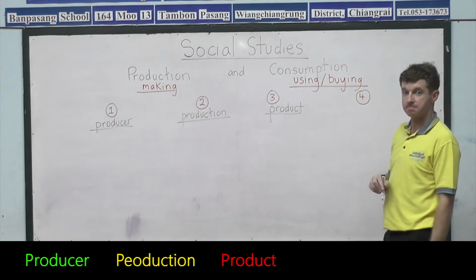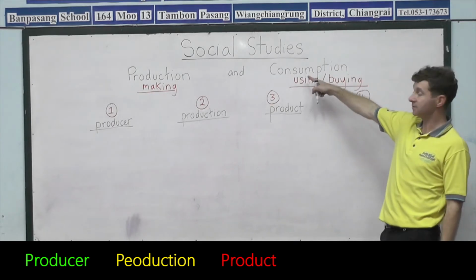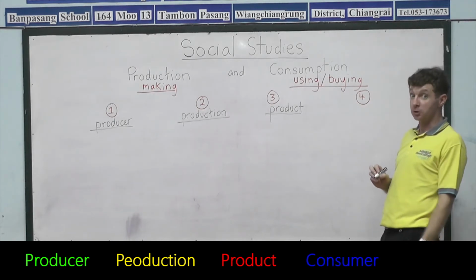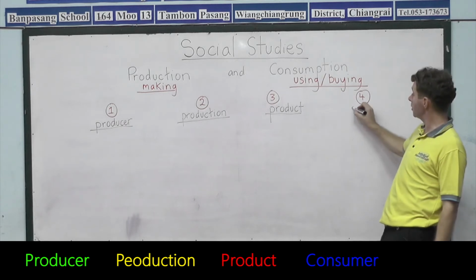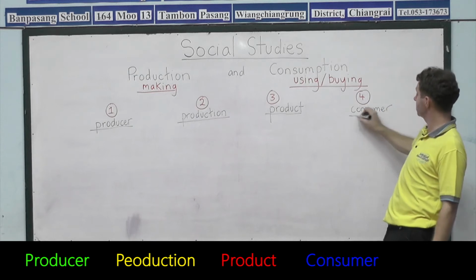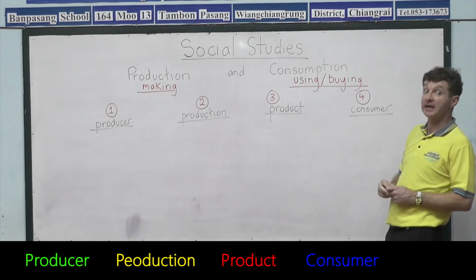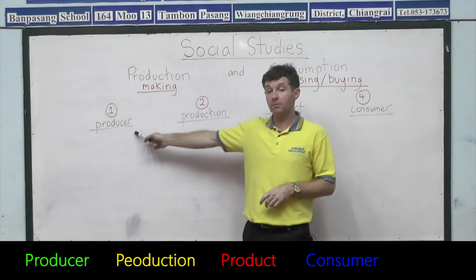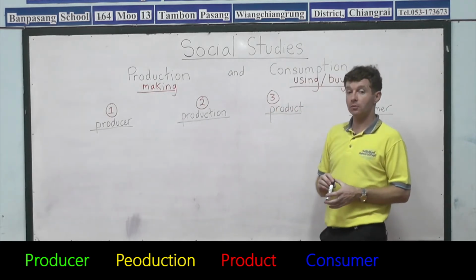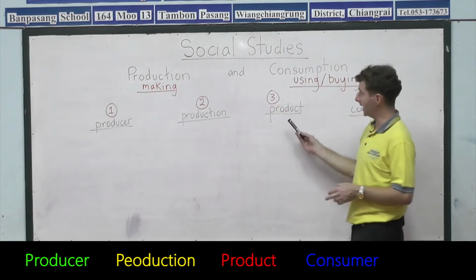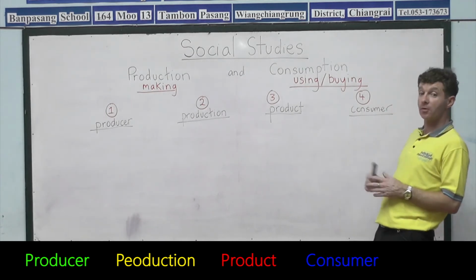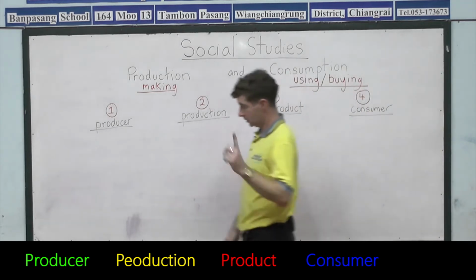Stage number 4, consumption, or the person who uses or buys, we call consumer. So there's our 4 stages. Stage number 1, producer. Stage number 2, production. Stage number 3, product. And stage number 4, consumer.